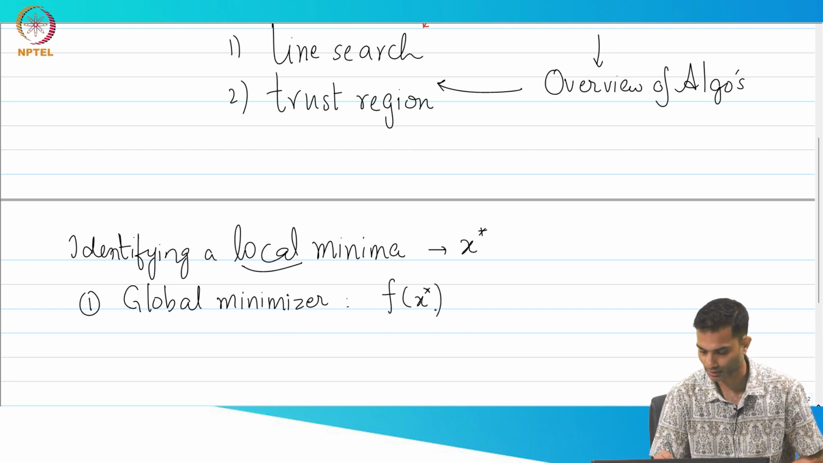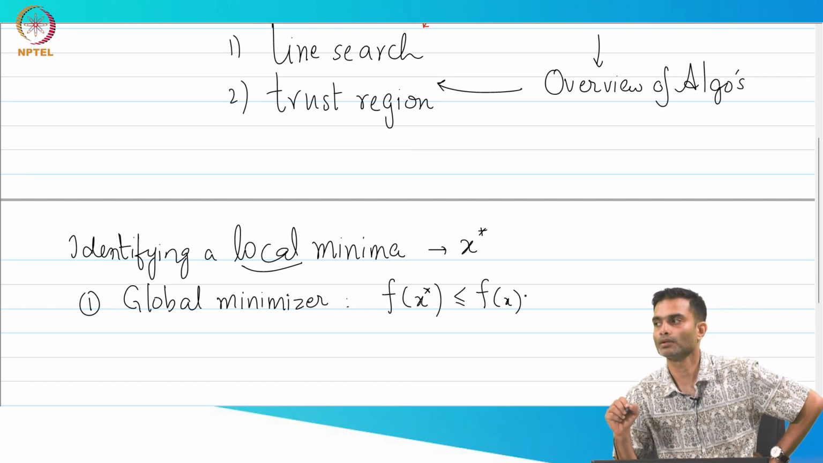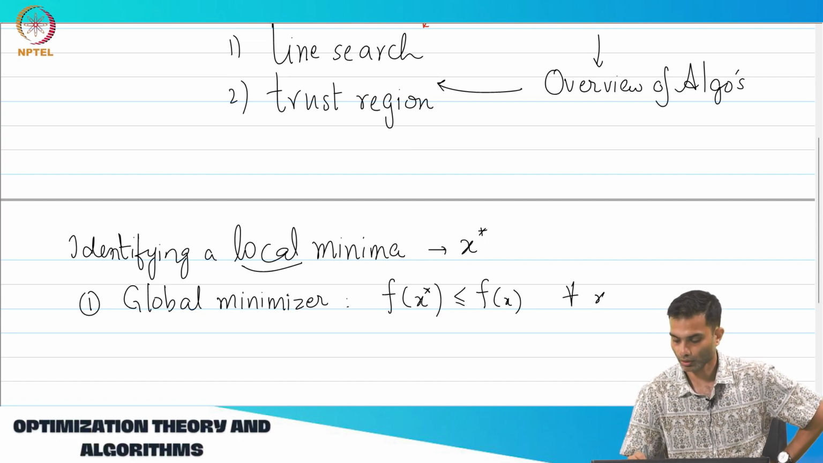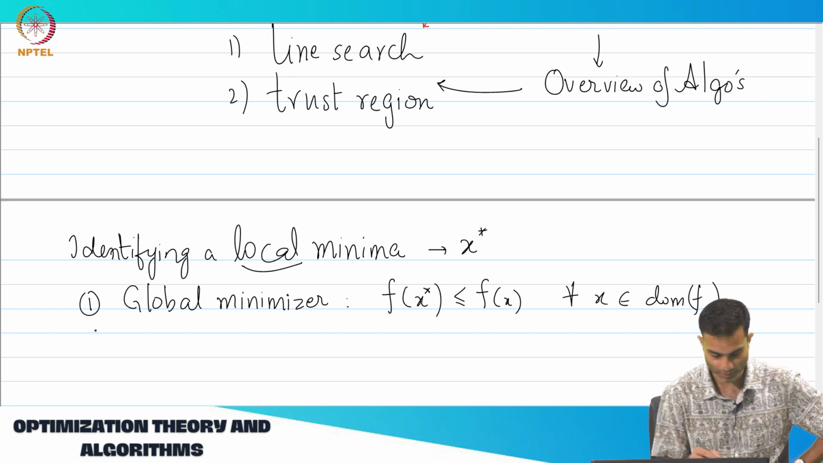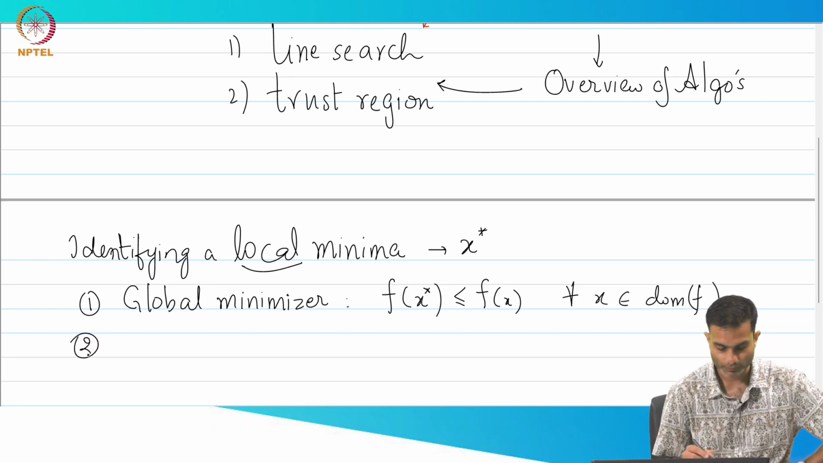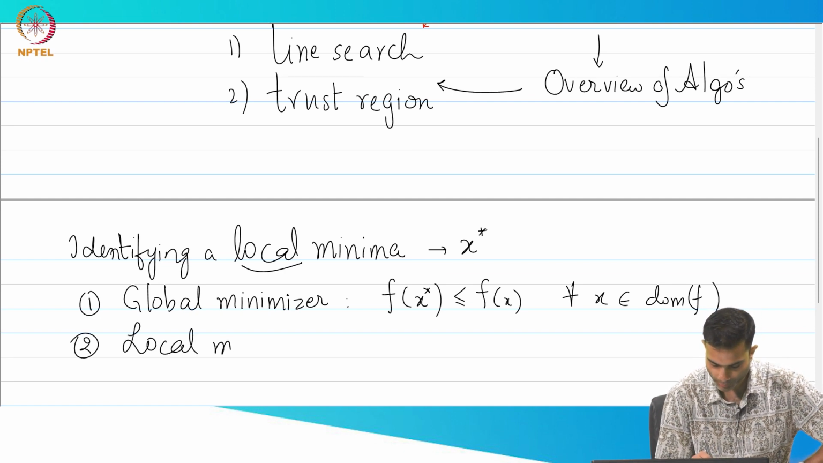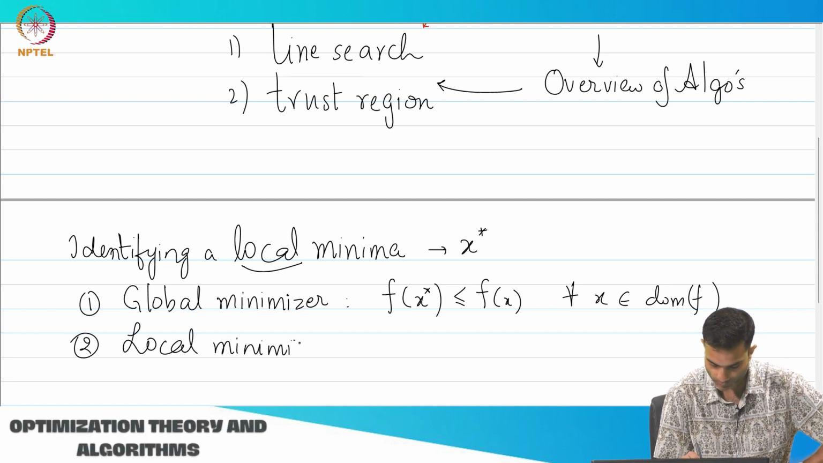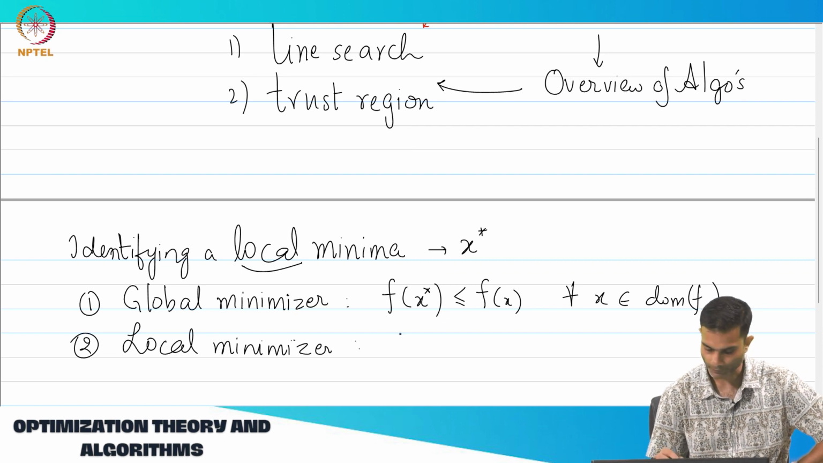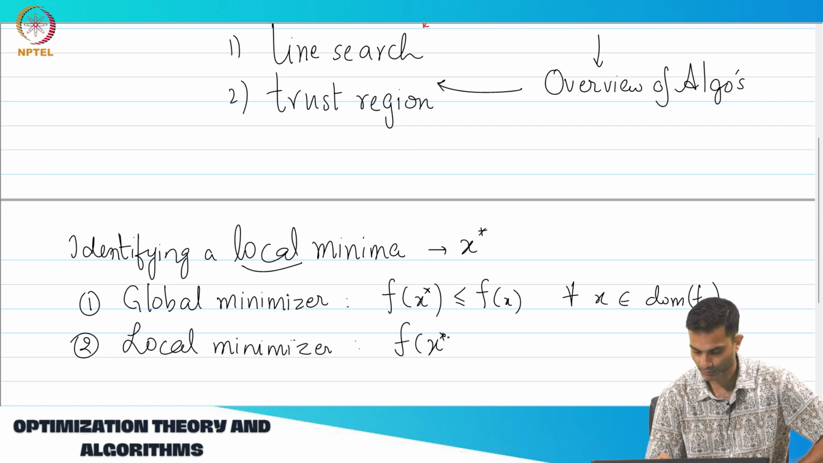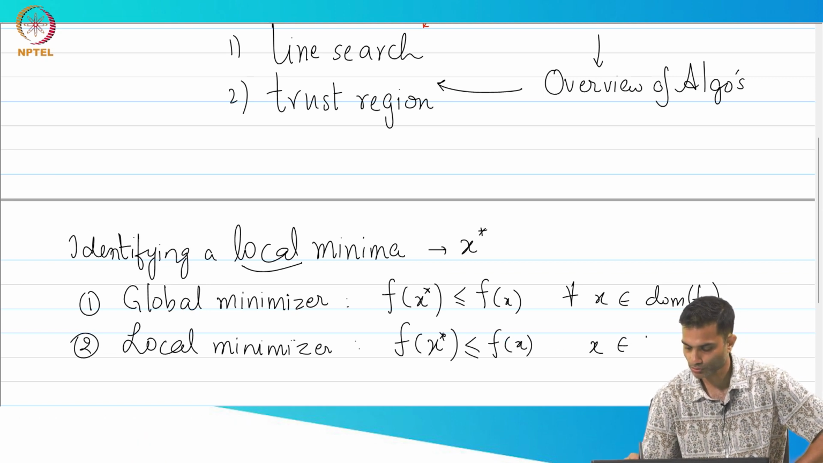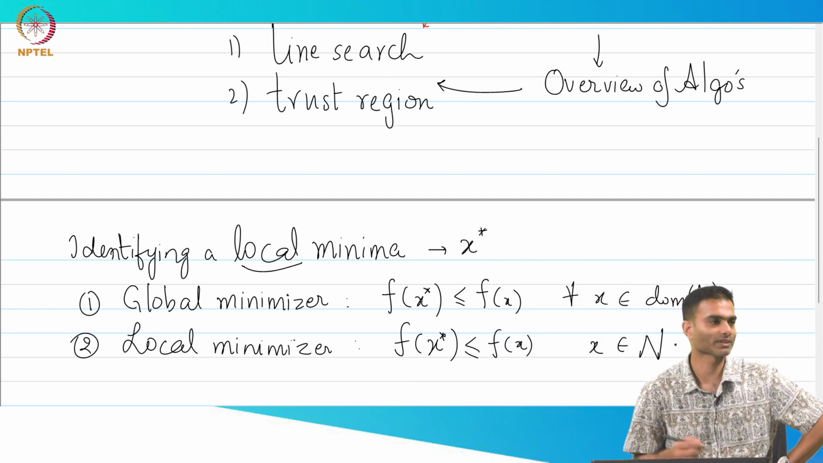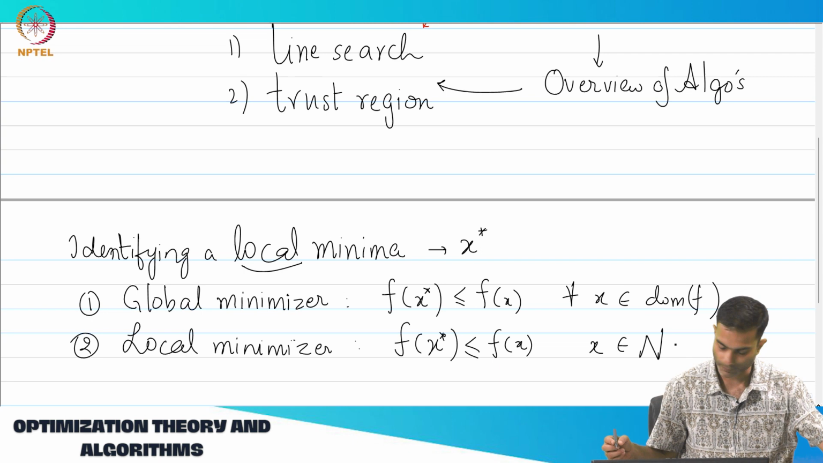obviously f of x star is less than equal to f of x, right? And what should I say about x? For all x in the domain of f. This is the natural definition of the global minimizer. Then you come to the local minimizer. Obviously, this statement would be the same. f of x star is less than equal to f of x, but now x belongs to some set or neighborhood of some point.